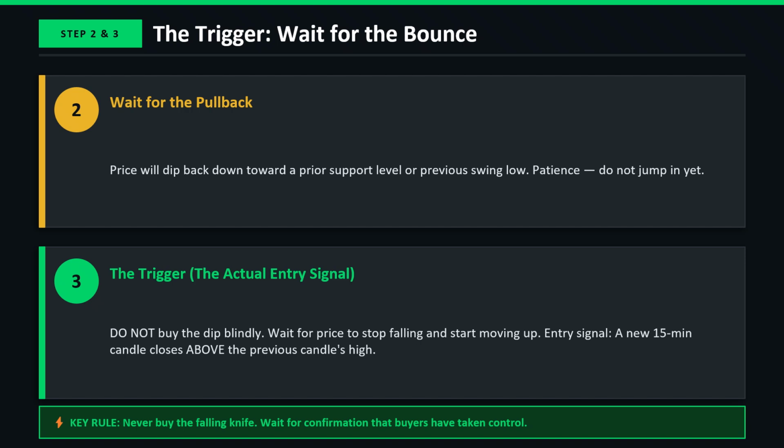Step 3 is the trigger, your actual entry signal. The golden rule here is never buy the falling knife. Never try to catch a falling price. You wait for confirmation that the dip is over and the buyers have taken control again. Your entry signal is a new 15-minute candle that closes above the previous candle's high. This is a small sign of momentum shifting back to the upside. That's your cue to enter.